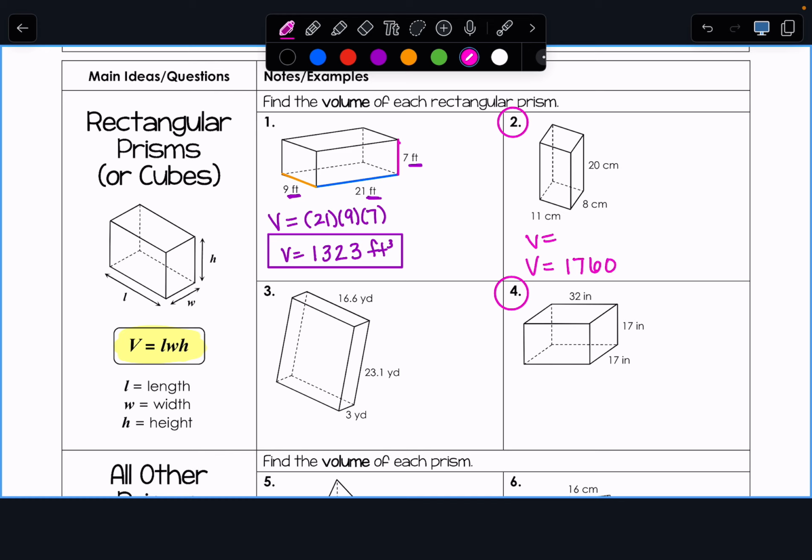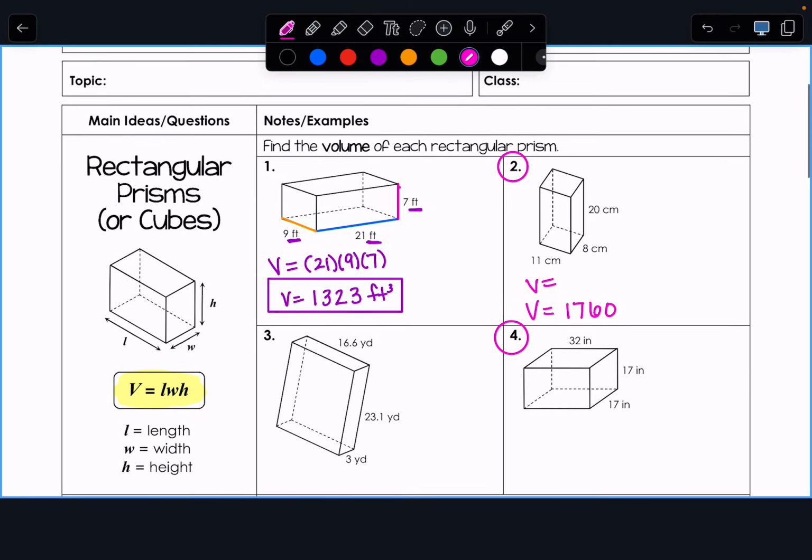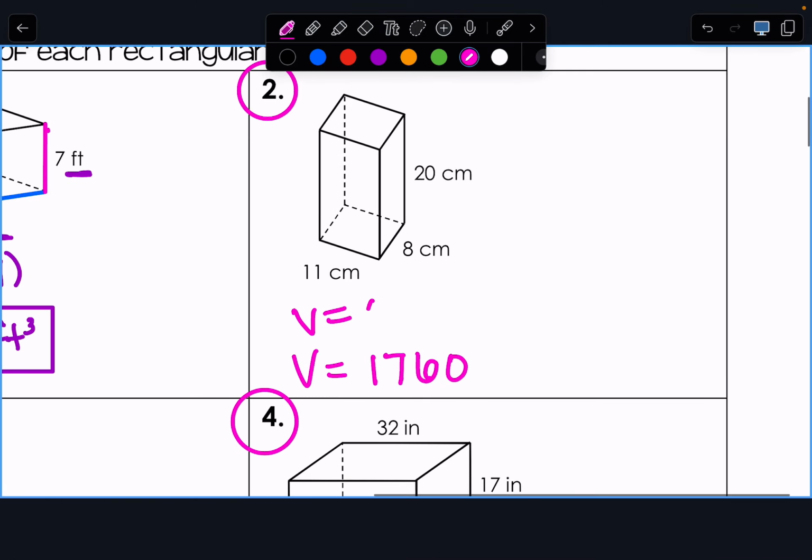Okay. 1,760? All right. Do you agree with Sammy's numeric answer? Okay. When you take 11 times 8 times 20, we get 1,760. What does our label need to be? I would not say feet. It looks like centimeters cubed.